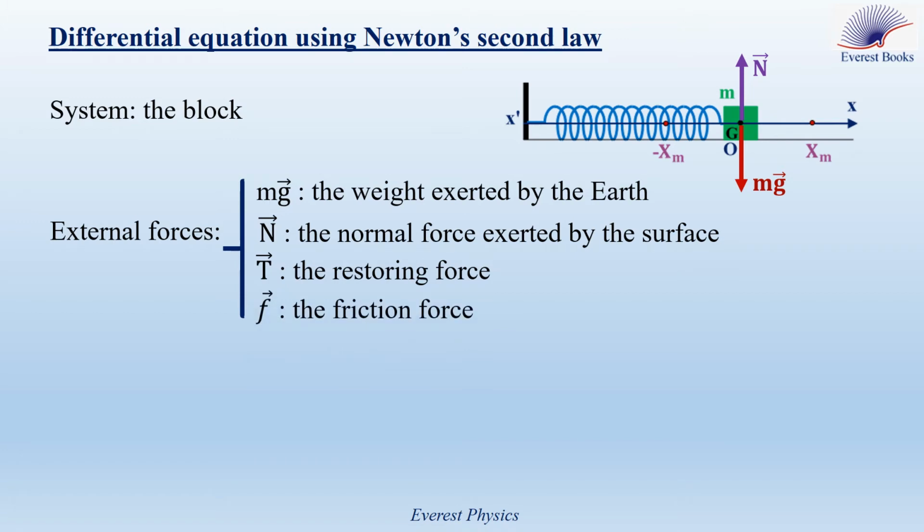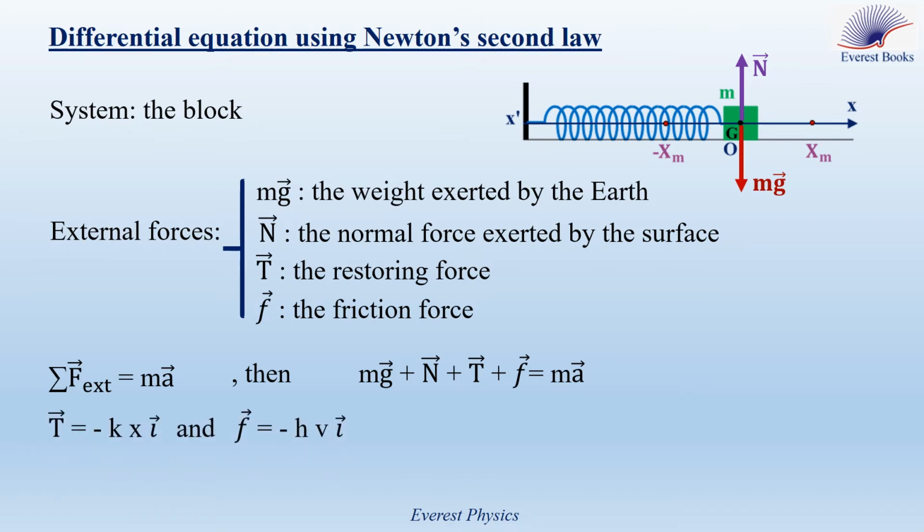You observe that we do not draw the restoring force and the friction force on the figure because these forces reverse direction each half oscillation. Now let's move to Newton's second law. Sigma F external is equal to ma. This is going to be mg plus N plus T plus f is equal to ma.